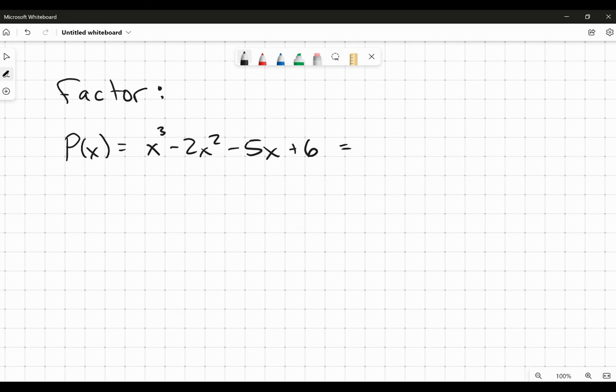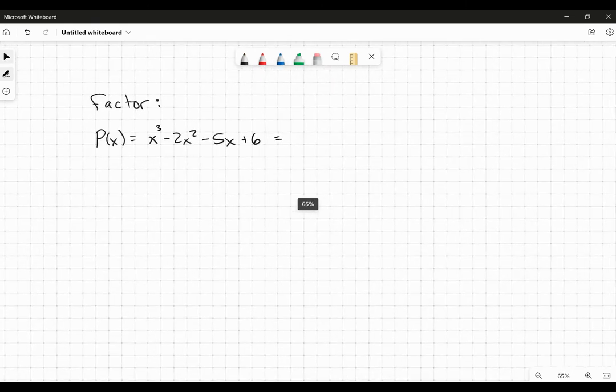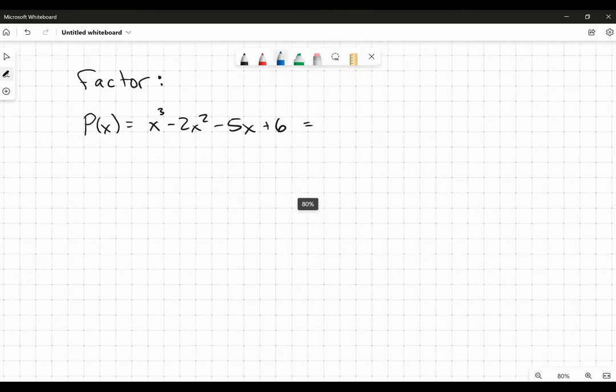No matter how I organize these things and group them together and try to factor out something that's common, I'm never going to get a common binomial out of that. This is because my numbers here don't have any kind of common base factors. So what I've got to use is the integral zero theorem here. So what I'm going to do is look at that constant 6.